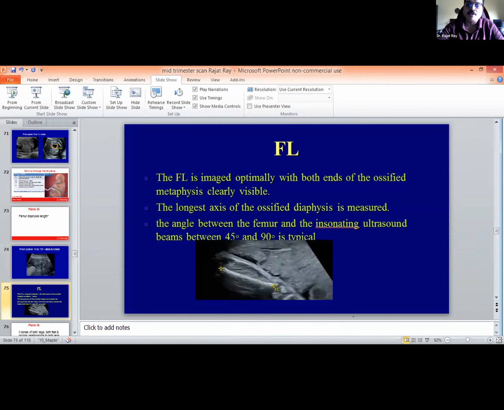And this is the plane where we measure the femoral length for biometry. The FL is imaged optimally with both ends of the ossified metaphysis clearly visible. The longest axis of the ossified diaphysis is measured. The angle between the femur and the insonating ultrasound beam, between 45 degrees to 90 degrees, is typical.